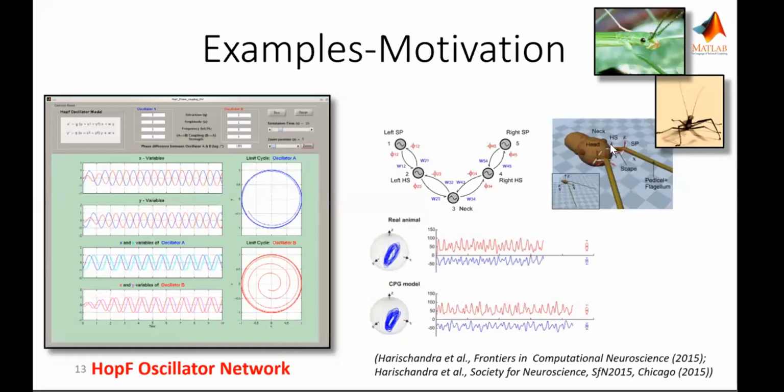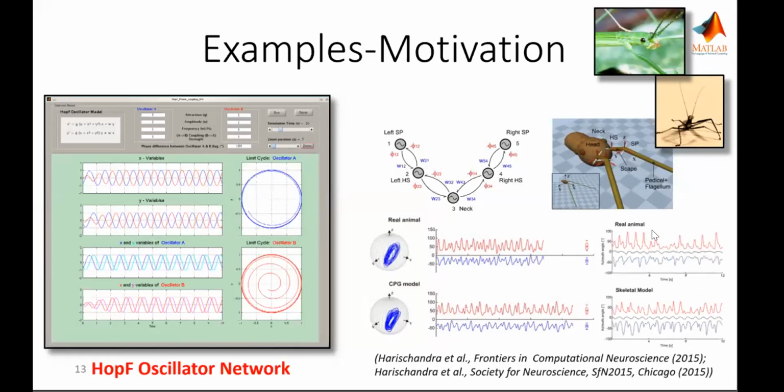Of course, this animal is moving with its head moving as well. So if you incorporate that information, this is the real animal moving its head, and this is the MATLAB simulation model results, with the change of its head movement.